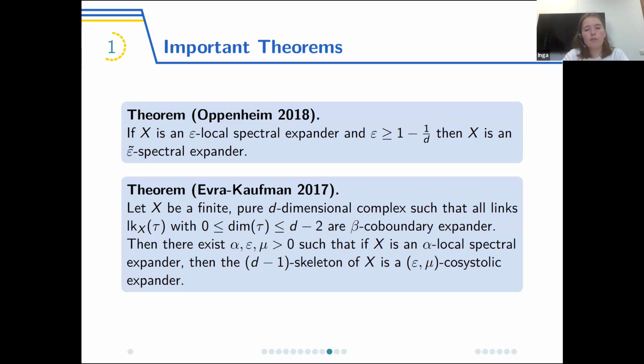And I just quickly want to mention, because it's a nice result, there's also a similar result about co-systolic expansion that says, if all the links in our simplicial complexes are co-boundary expanders, and the whole thing is a good enough local spectral expander, then the d-1 skeleton of our simplicial complex will be a co-systolic expander. So again, we have a local to global result that makes life a bit easier when you want to show that something is a high-dimensional expander.